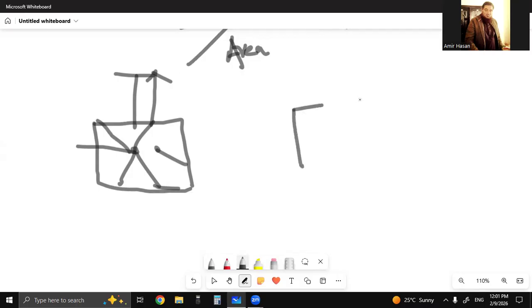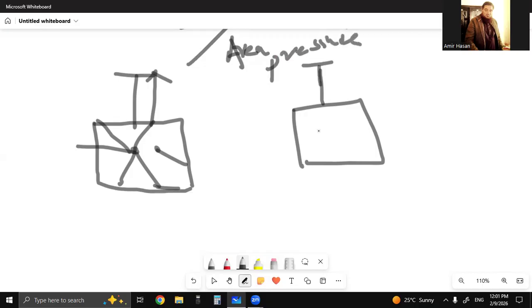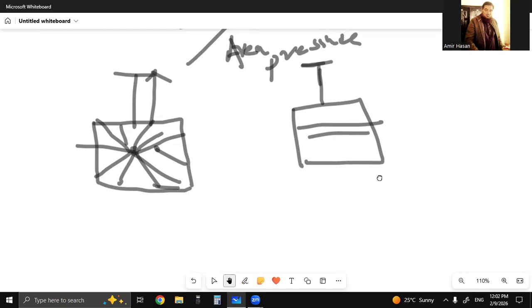When we apply pressure on the molecules, on the container from outside, what happens? Volume decreases. When pressure is applied from outside, the volume of the container decreases. From inside, when molecules apply high pressure on the walls, the volume increases. When pressure is applied from outside, volume decreases.